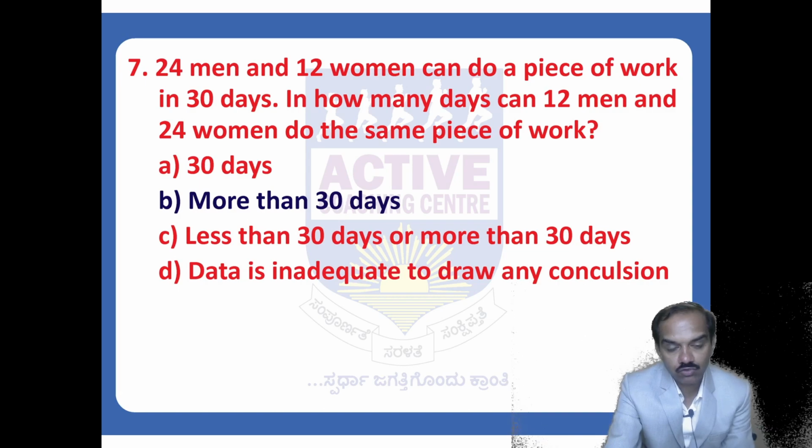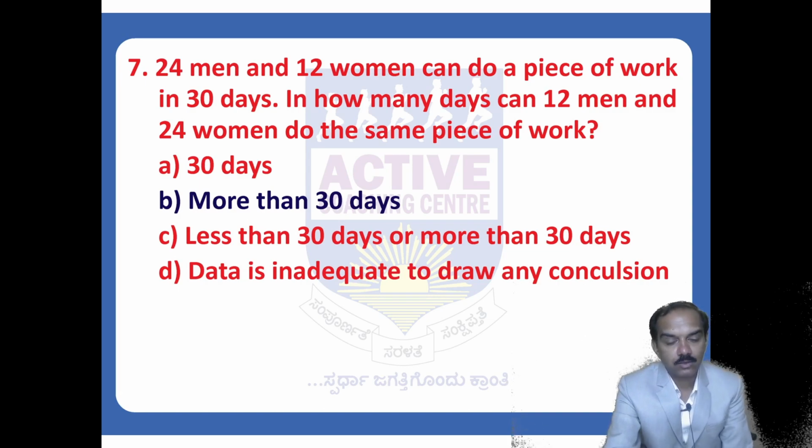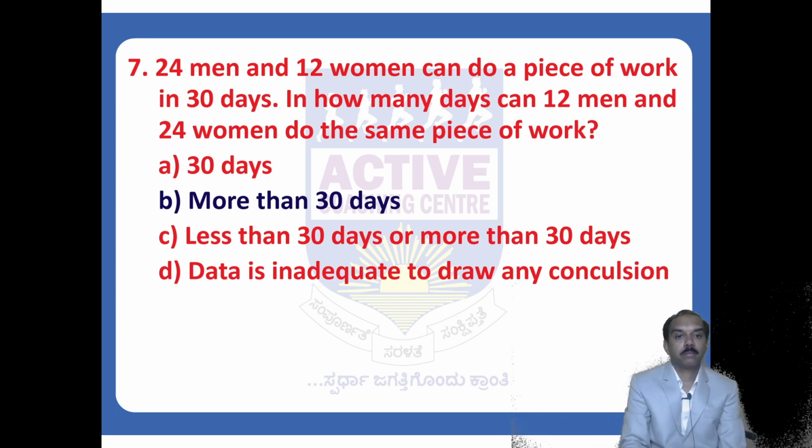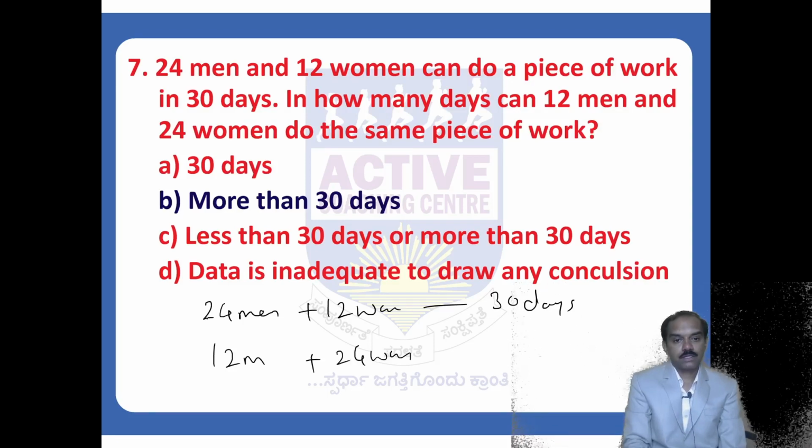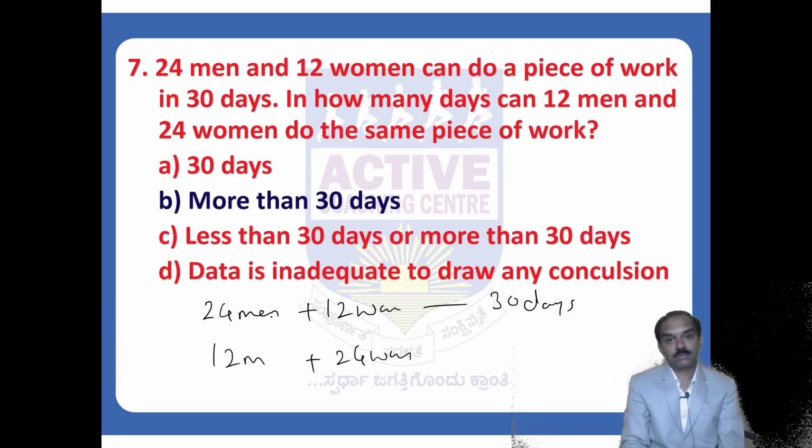12 women cannot compensate the work of 12 men. See here, 24 men and 12 women will take 30 days. Here the number of men is reduced by 12, and the number of women is increased by 12. So this reduction cannot be compensated, and that is the reason the words men and women are used. Otherwise he would have used 36 people, meaning all have equal capacity.